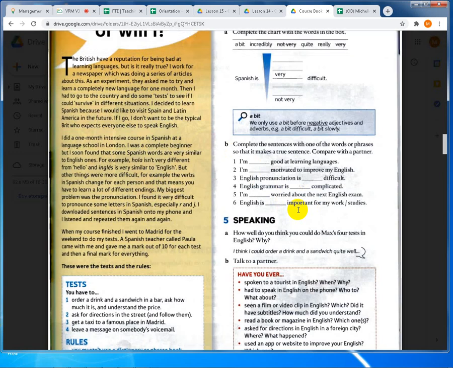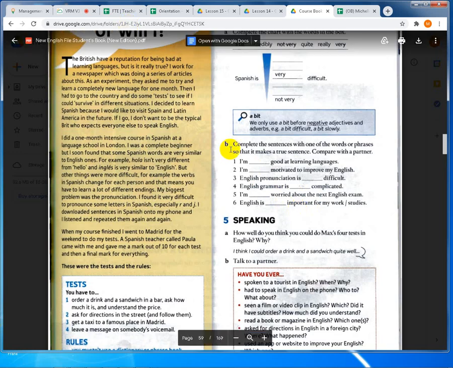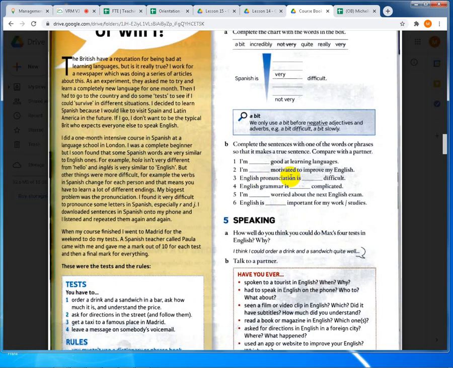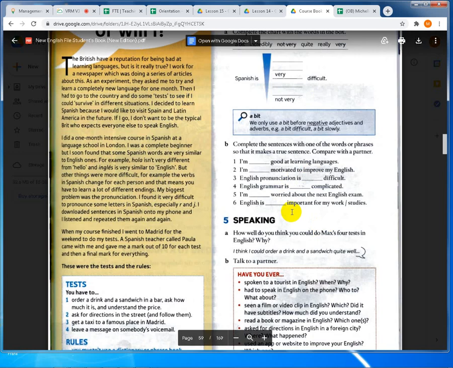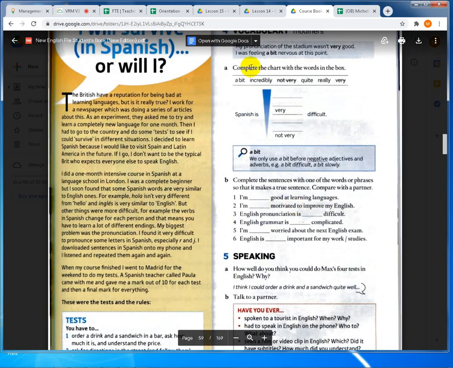For example, I am going to read it on my own. For example, I'm not very good at learning languages, right? So it depends on you, because we are making true sentences about you. Can you try it? We have here some of the words above you can get from this.